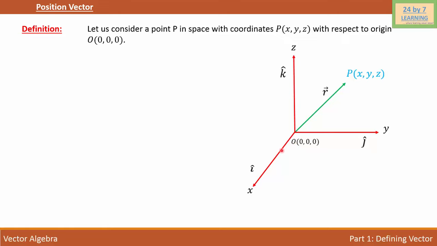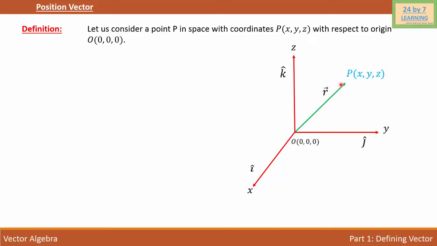The vector along the x-axis is vector i, the vector along the y-axis is vector j, and the vector along the z-axis is vector k. I'm considering a point P with coordinates x, y, z. If I connect the point P with point O, then this will be my vector R.